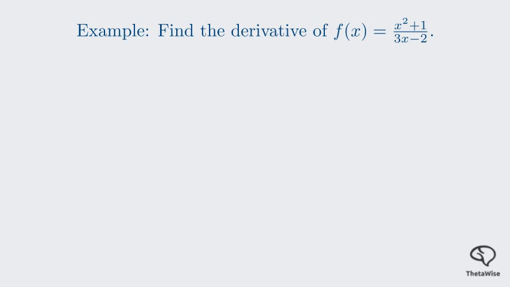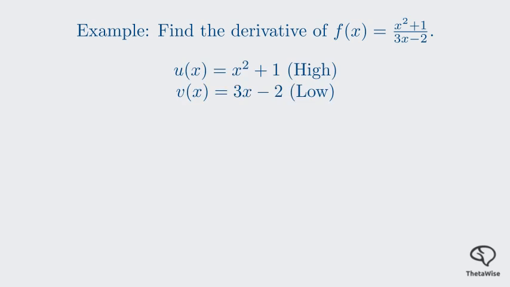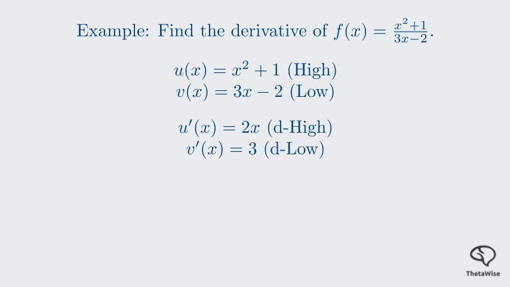First, identify the high and low functions. The numerator, u of x, is x squared plus 1. The denominator, v of x, is 3x minus 2. Next, find their derivatives. The derivative u prime of x is 2x. The derivative v prime of x is 3. Now, plug everything into the quotient rule formula, low d high minus high d low, all over low squared. f prime of x equals the quantity 3x minus 2 times 2x minus the quantity x squared plus 1 times 3, all divided by the quantity 3x minus 2 squared.